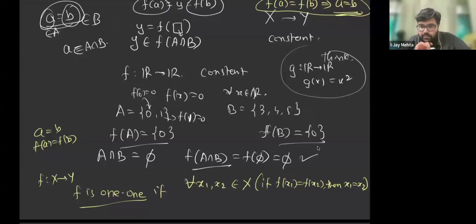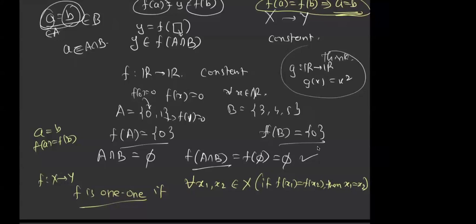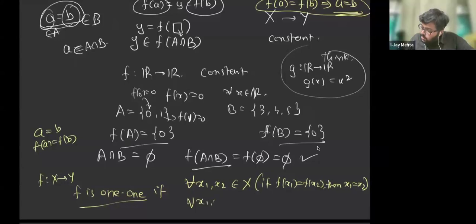Room number 5: if x1 is not equal to x2, then f of x1 is not equal to f of x2. So given any x1, x2 in X, if x1 is not equal to x2, then f(x1) is not equal to f(x2).